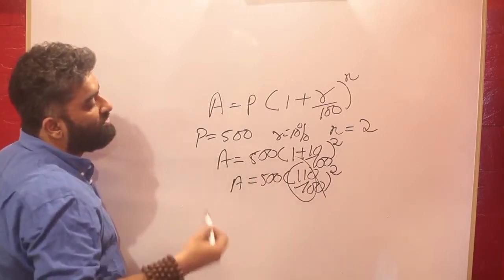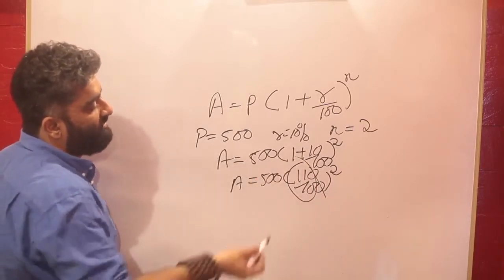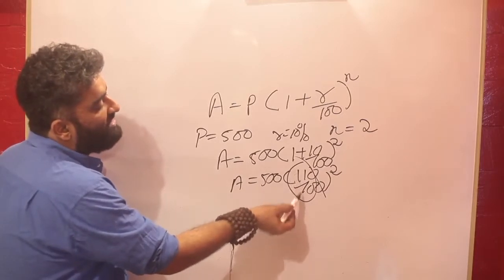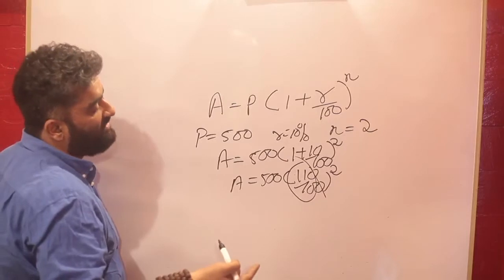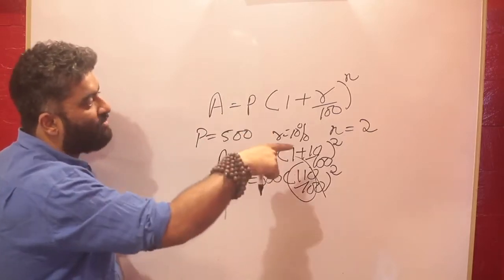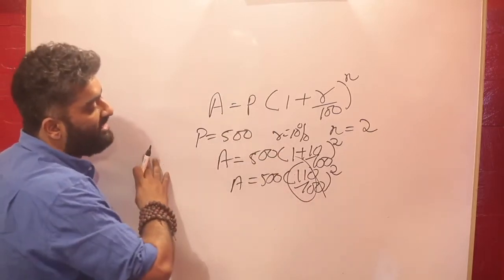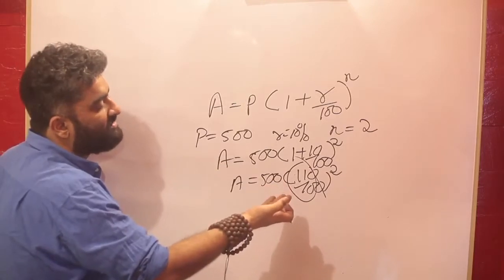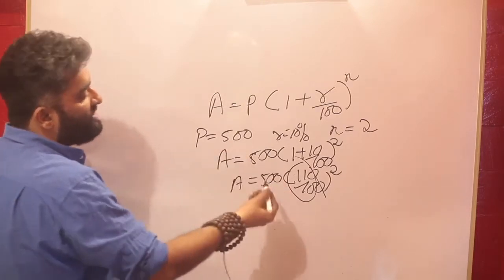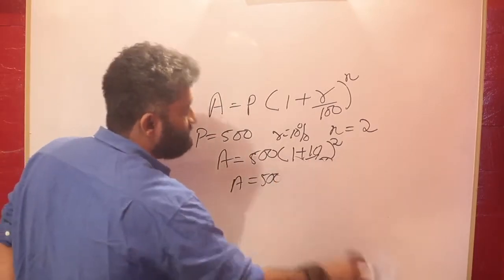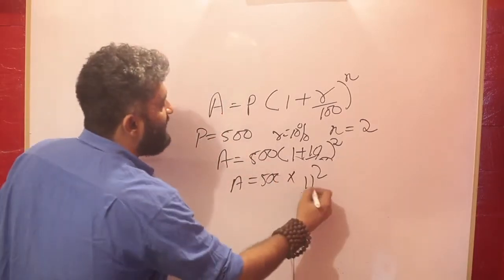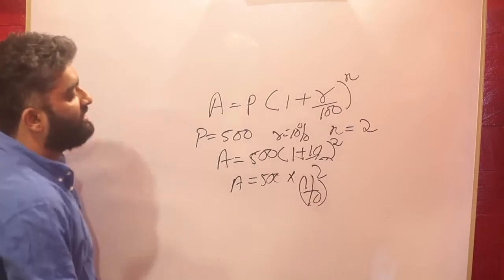Now if you have gone through percentage basics and ratio and variation, you should be very familiar with this idea of multiplying factor. That is the second thing we learned in the previous video, how we can connect this formula to whatever we have learned earlier in percentages, because this is nothing but a percentage application. So my question now becomes 500 into 11 by 10 square.